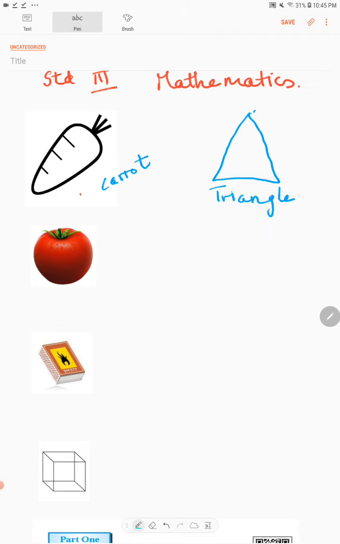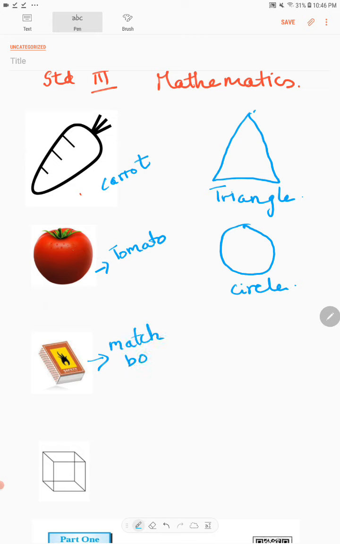Very good. And what is this? This is a tomato. And which shape does it resemble? It resembles a circle. This is a matchbox. Very good. For what do we use matchboxes?